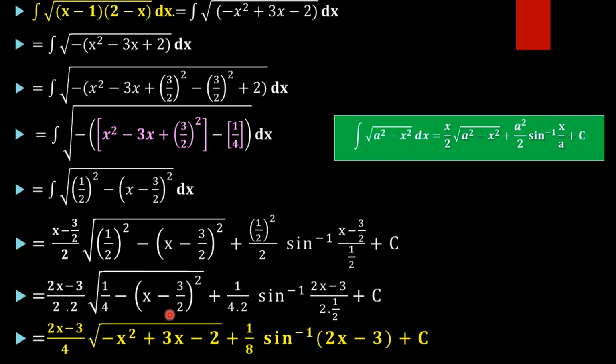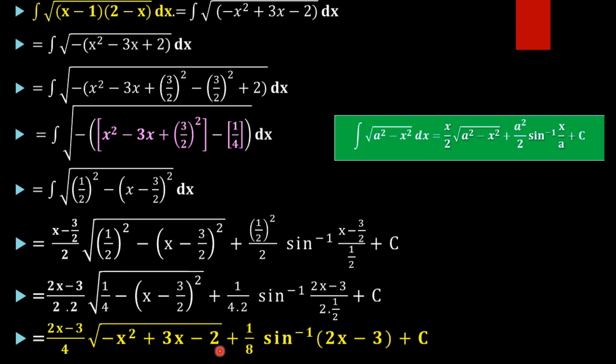That is 1/4 into the square root of this term. Now, again we are rewriting this term like this. Then we will get minus x² plus 3x minus 2 instead of this, plus 1/(4 × 2), which is 8, into sin⁻¹(2x − 3). Now 2 and 2 get cancelled here. Then what will remain? 1. That is sin⁻¹(2x − 3) plus c. So what is our final result? (2x − 3)/4 into the square root of (−x² + 3x − 2) plus 1/8 into sin⁻¹(2x − 3) plus c.